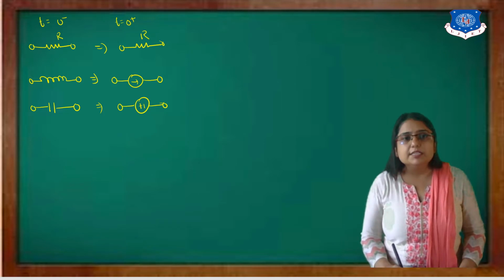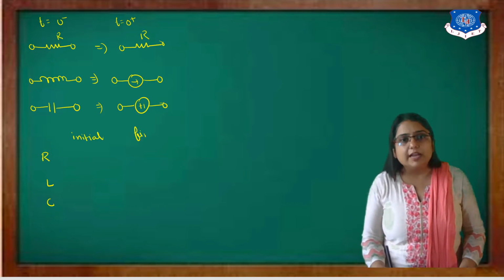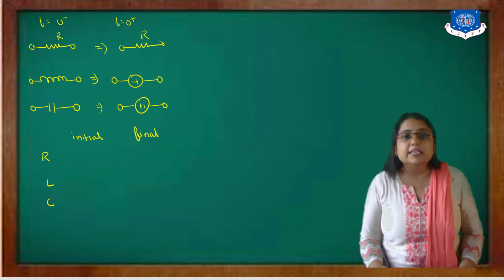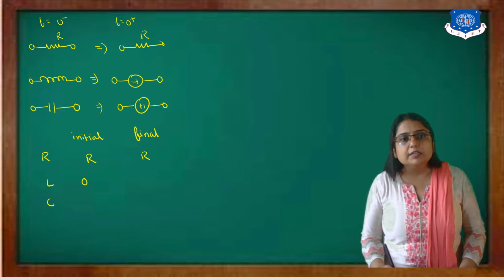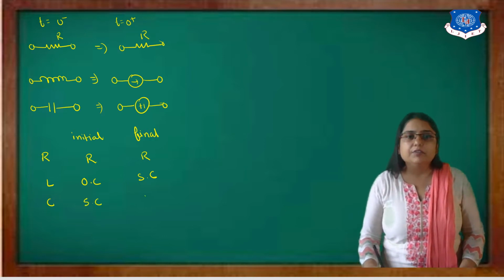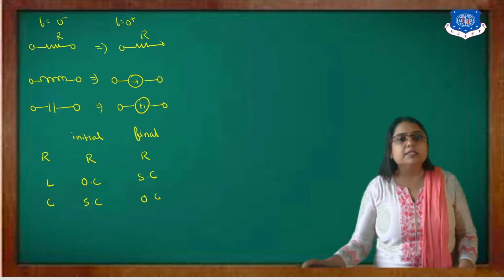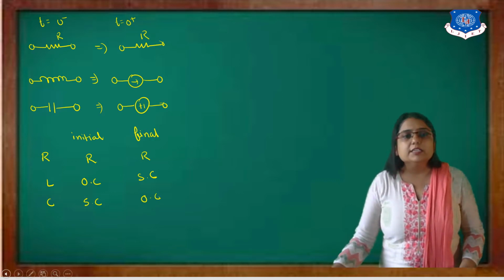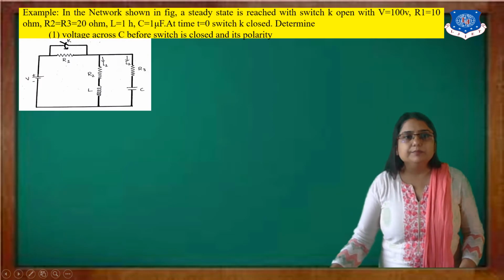And you just remember this table, that is R, L and C. This is the initial condition, and then the final, or we can say the steady state condition. Resistor will remain as it is. Inductor is open circuit initially, and then in the final condition it will act as a short circuit. Capacitor, first of all, initially will act as a short circuit. After that it will act as an open circuit. So by using this, now we will solve the example.